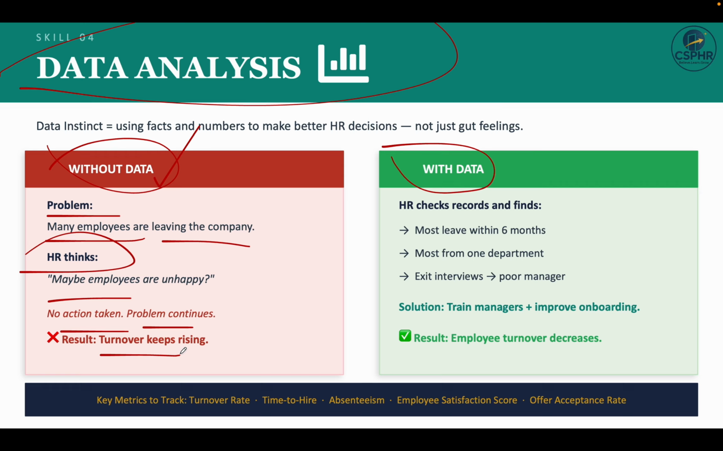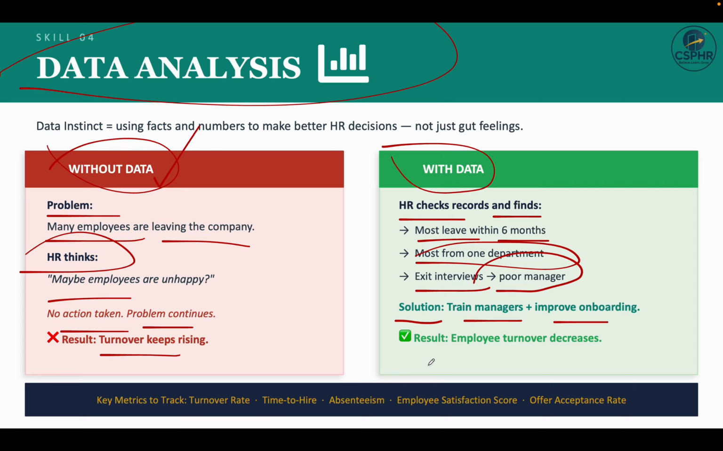Turnover keeps rising. But if you have data, if you check the records, then you can find the actual reason. For example, most employees leave within 6 months. Then from one department most of the people leave. In exit interviews they mention that because of a poor manager they want to leave the organization. Then what will be the solution? Train managers and improve the onboarding process. So the result: employee turnover decreases. As an HR generalist, you should analyze the data. You have to find out the actual reason based on the data.